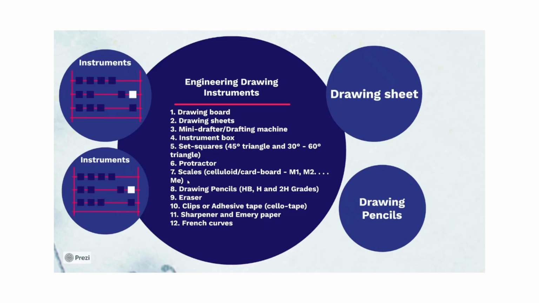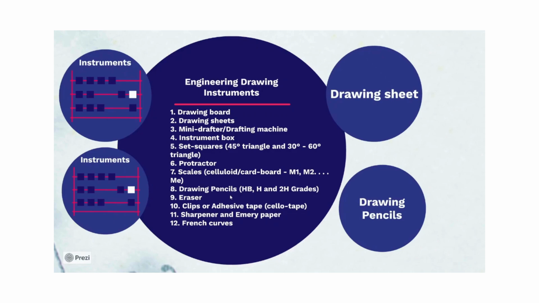After that we come to the scales. Small scales are used, because we already have a big L scale in the drafter, and that is enough. But if possible, you can have scales like celluloid or cardboard ones, M1, M2, M3. Some scales are especially for drawing, and there are three types, M1, M2, M3. Celluloid scales are transparent, so they are easy to see through and take measurements.